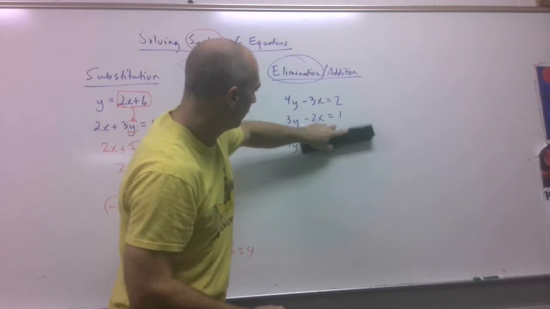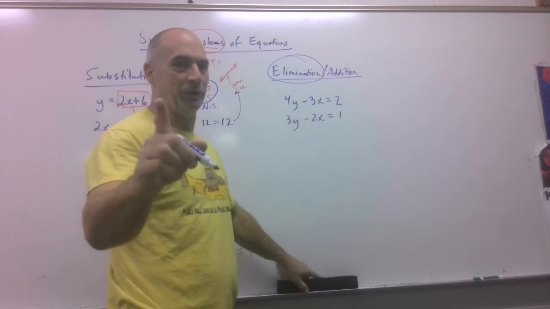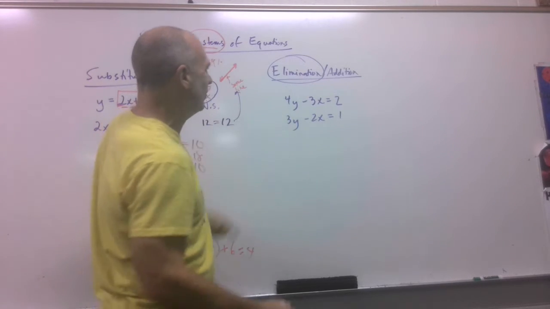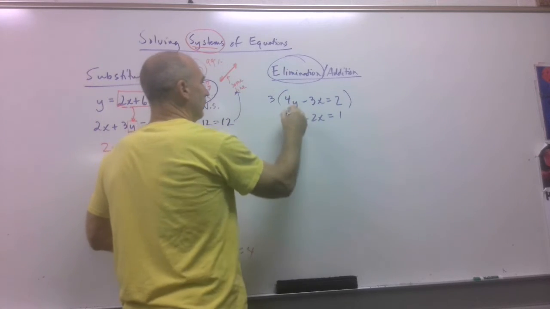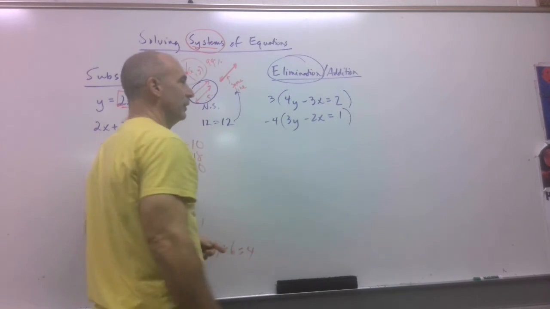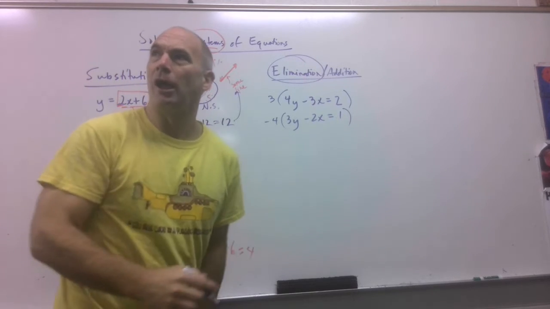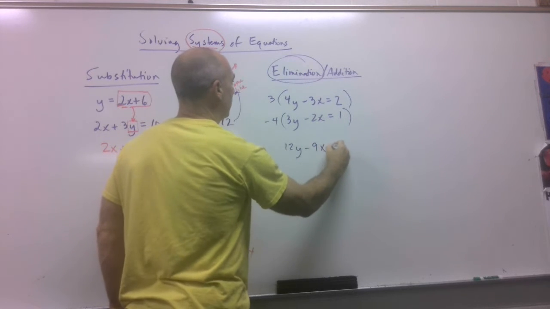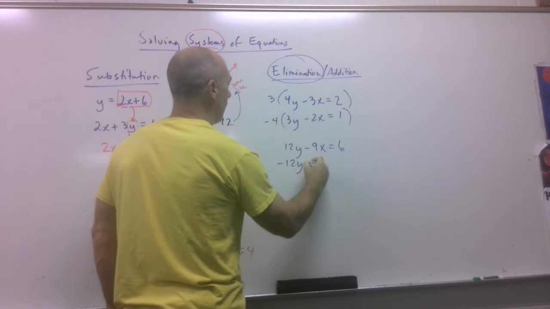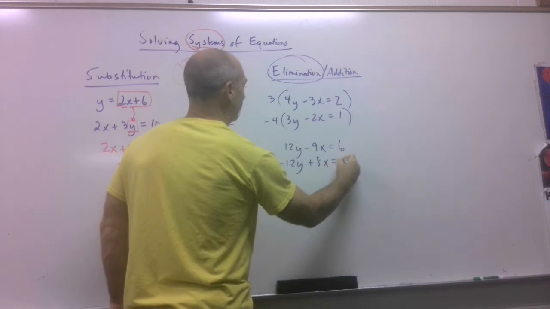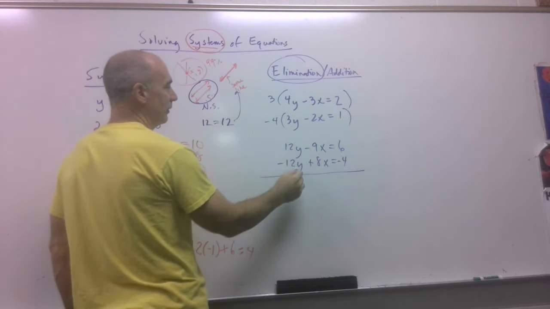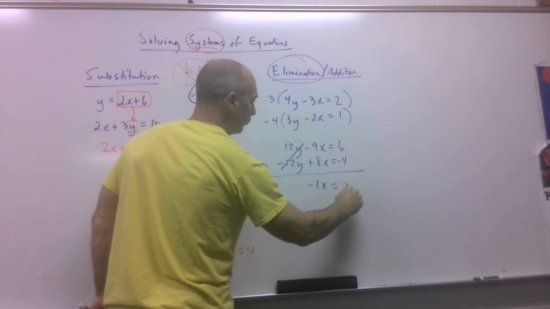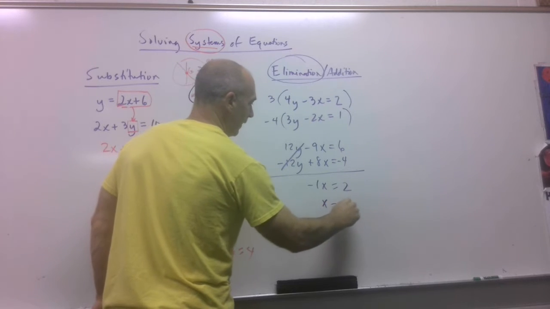So we want to eliminate one of our variables. Notice I said one of them. Doesn't matter which one. So I'm going to look at this 4y and 3y, and I'm going to multiply this by 3, and I'm going to multiply this by negative 4. If you're wondering why, just take a good look here. I get 12y minus 9x equals 6. Negative 12y plus 8x equals negative 4. I'm going to add these together. So these eliminate. So I get negative 1x equals 2. So positive x equals negative 2.